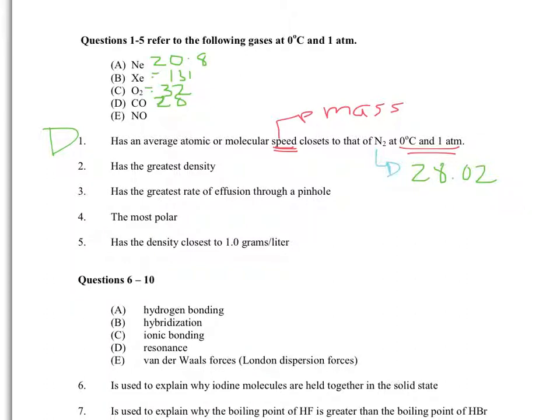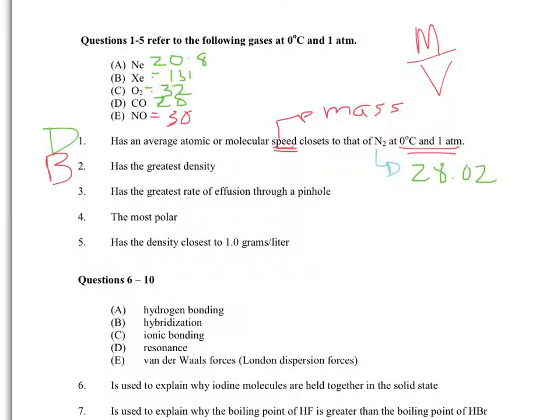Okay. Which of these has the greatest density? Now, what do we know about density? Mass divided by volume. Well, which one of these? What is 14 plus 16? 30, right? Well, which one of these has the most mass? Xenon, which would be B, right? So it has the greatest density.